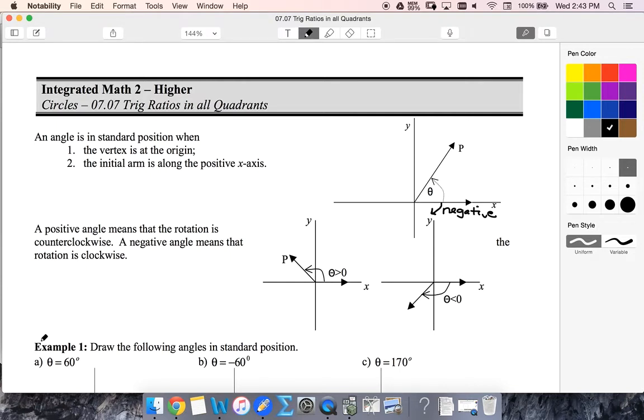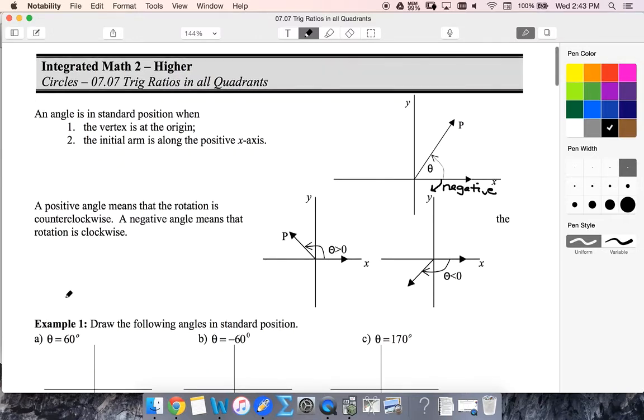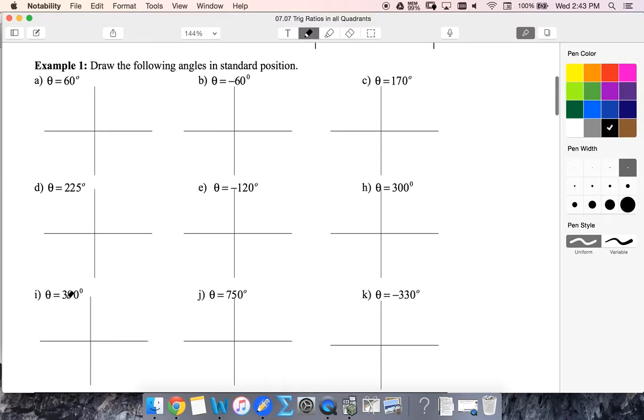So let's try and draw some angles. So 60 degrees, I know that that's about up here. Maybe that's a little too high. That would be 60 degrees. Negative 60, I start at the x-axis and I come down 60 degrees. 170, just a little bit above 180. So there's 170 degrees.